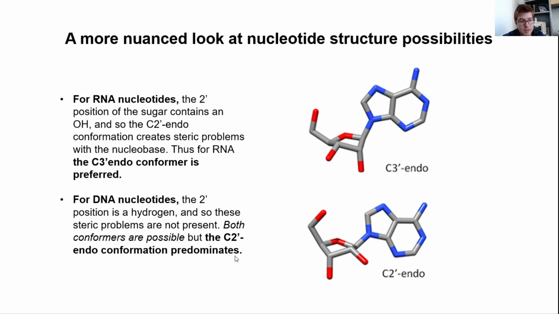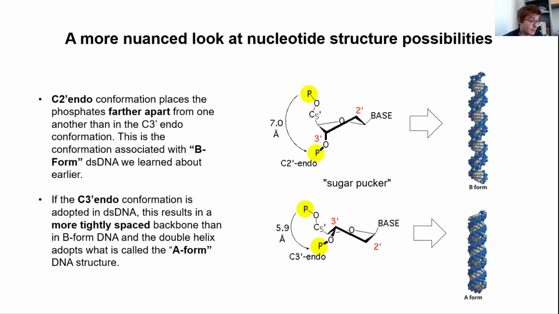Now, in contrast, for DNA nucleotides, the 2' position is a hydrogen, okay? And so those steric problems that exist with the RNA's 2' hydroxyl don't exist for DNA. And so both the C2 and C3 endo conformations for DNA are possible, but it turns out that the C2 endo conformation is the one that predominates. Okay, so RNA, C3 endo, DNA, C2 endo. Is that pucker really going to make a big difference? Well, the answer is yes.